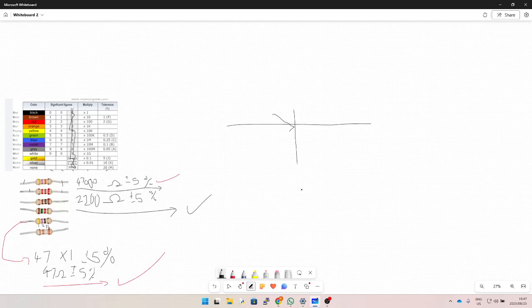Isn't the function to allow current to only flow in one direction, almost like a switch? Well, not really a switch. A switch controls the flow of current. This just allows it in one direction.